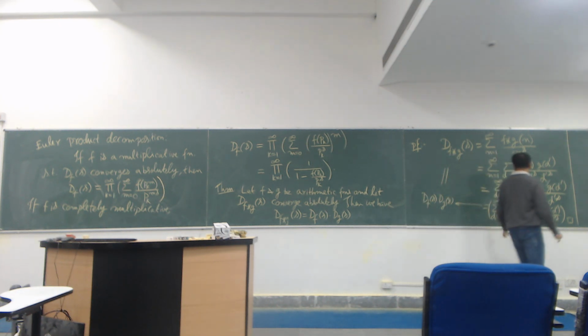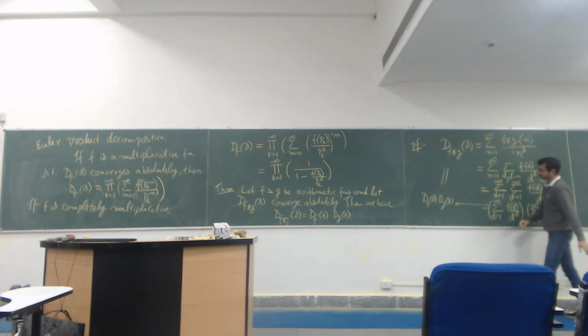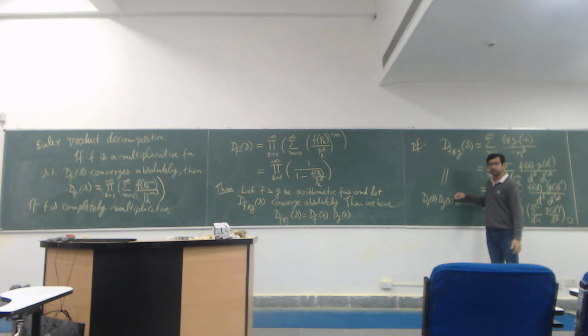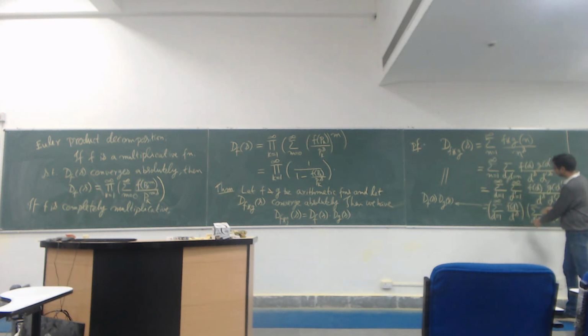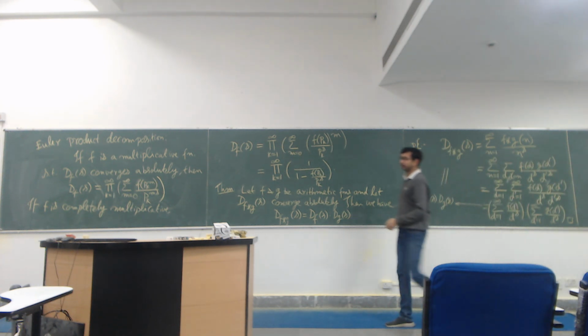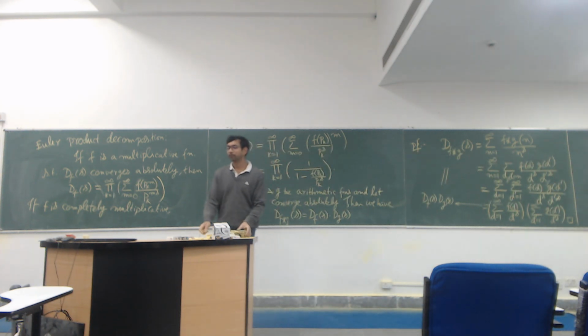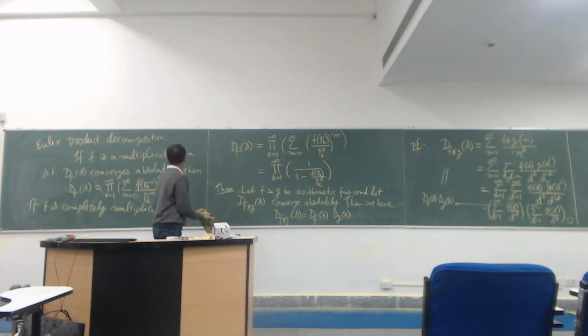On the other hand, if we know that both of these converge absolutely, then you write them here, and then you do this one, and then you go back to this. Here, power is exponential.